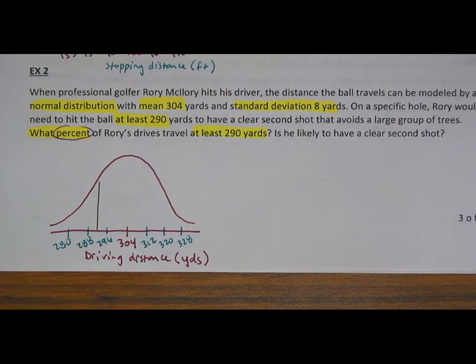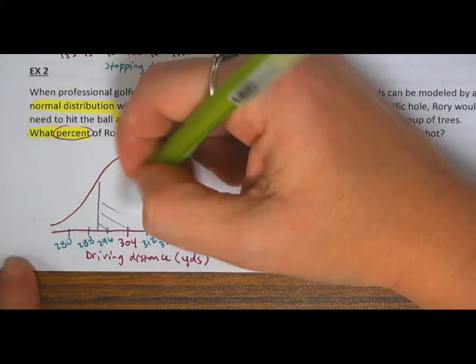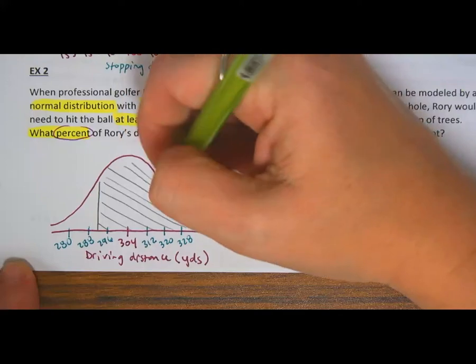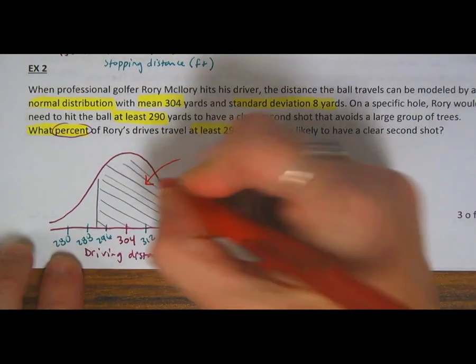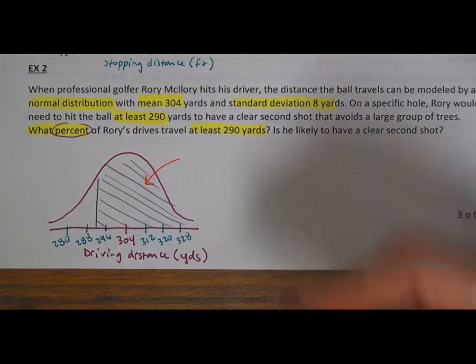But here's the trick that your brain might play on you. You see the word least, so you might be thinking less than. So you might shade to the left on accident, but stop. If you want to hit the ball at least 290 yards, that means you want to hit it 290 yards or more. Like if he hits it 308 yards, that'd be fantastic. Did you shade to the left? Okay. That doesn't really change anything other than what lower and what upper we're going to put into the calculator. So again, the calculator is going to do all the work to find this. I always draw an arrow to the shaded region.